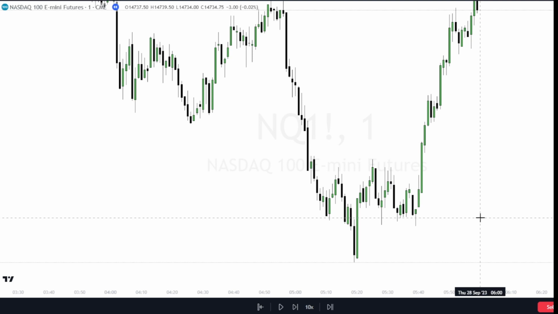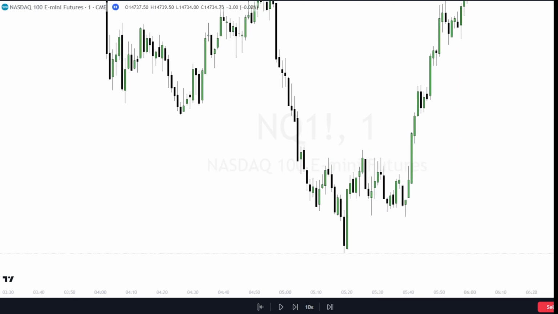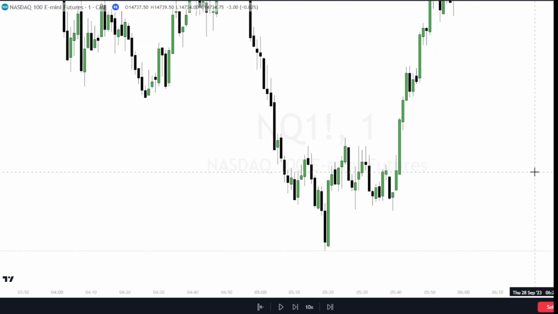I mentioned in my original video where I taught you this model that you needed a market structure shift, and as you can see, most of these trades have not had a market structure shift, and that is because I personally don't need a market structure shift, especially when trading inverse fair value gaps, right? That is my market structure shift.